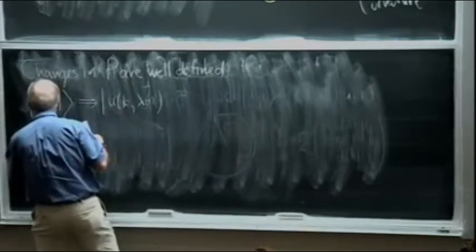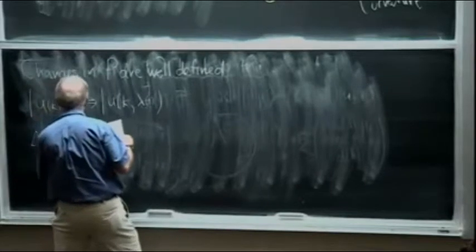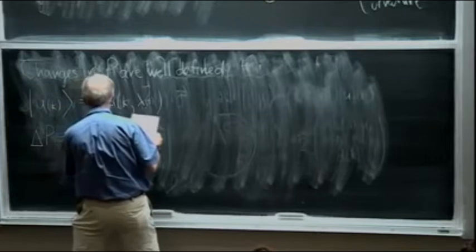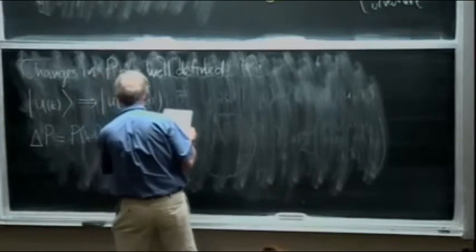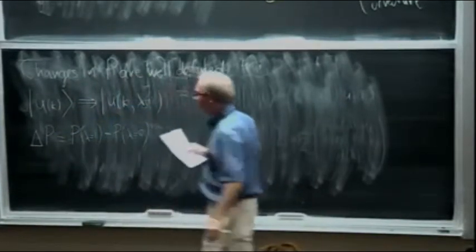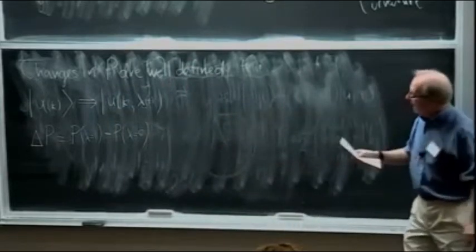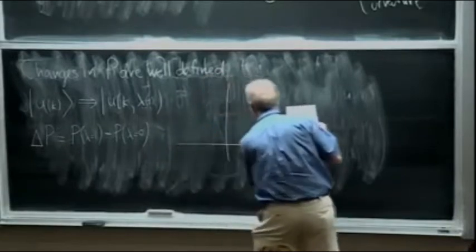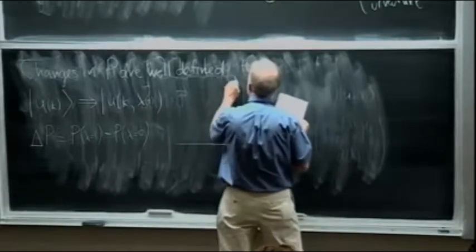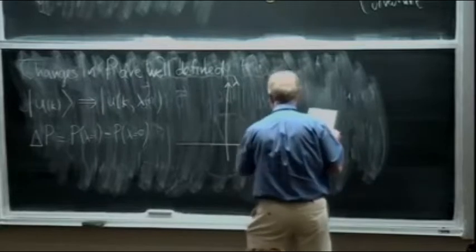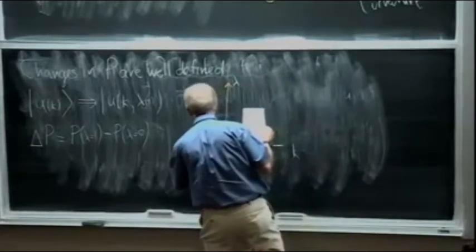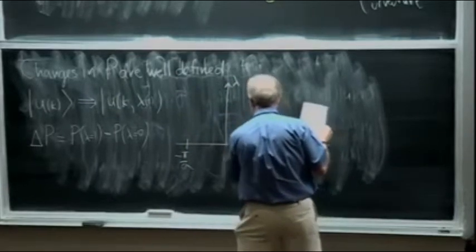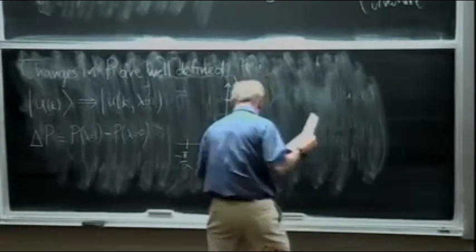Okay, and so I can define the change in the polarization, which is P at lambda equals 1, say, minus P at lambda equals 0. Okay, and so let's think about what that would be. Well, if I draw this picture now, a picture of lambda and k, k goes between minus pi over a and pi over a, and lambda goes from 0 to 1.